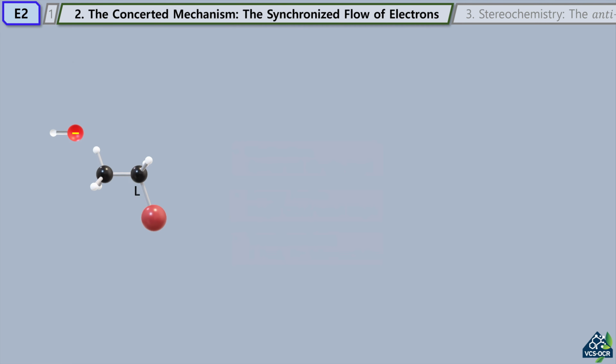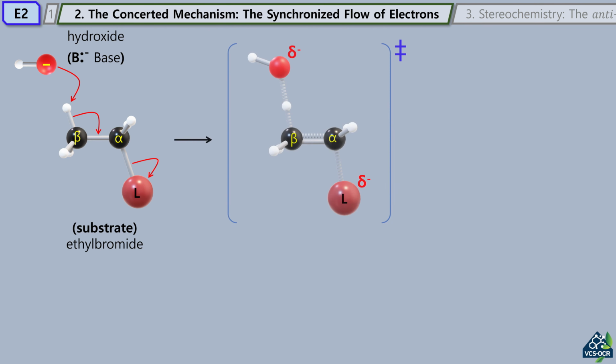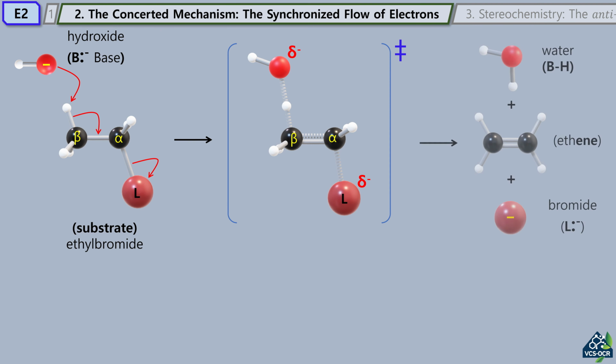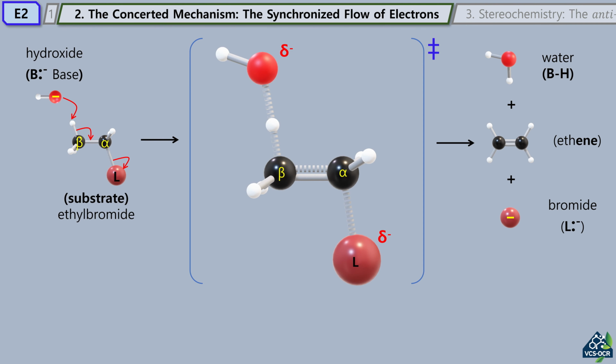The electronic dance begins when a strong base approaches a beta hydrogen, specifically, a hydrogen attached to the carbon adjacent to the one bearing the leaving group. As the base begins to abstract this proton, the pair of electrons from the CH bond does not simply disappear. Instead, it shifts toward the region between the alpha and beta carbons, initiating formation of the carbon-carbon pi bond. Simultaneously, the bond between carbon and the leaving group polarizes and cleaves.